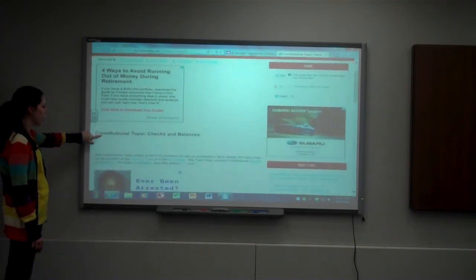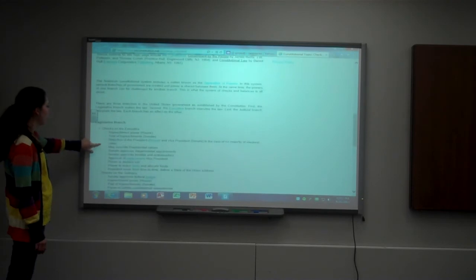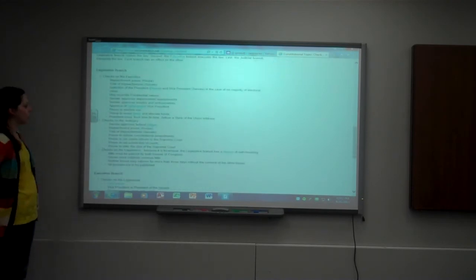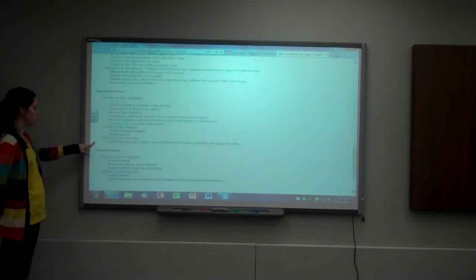This was way too much to try to put in a slide, so I found a site that specifically lists which powers each branch has and how it checks the other. So, this is way too much to read all of this.